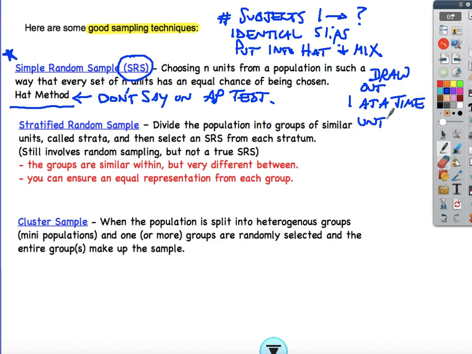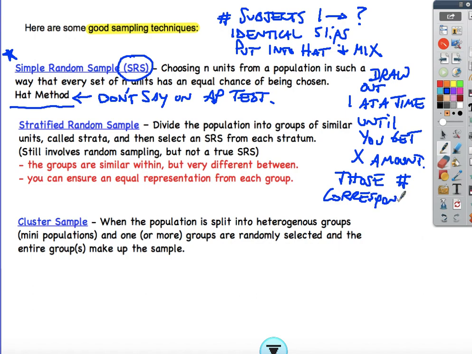Until you get the amount that you want. And then those numbers correspond to the people that are going to be in your sample. Now, it doesn't always have to be people, it could be dogs, whatever it might be. But make sure that you tie back the fact that those numbers represent something.